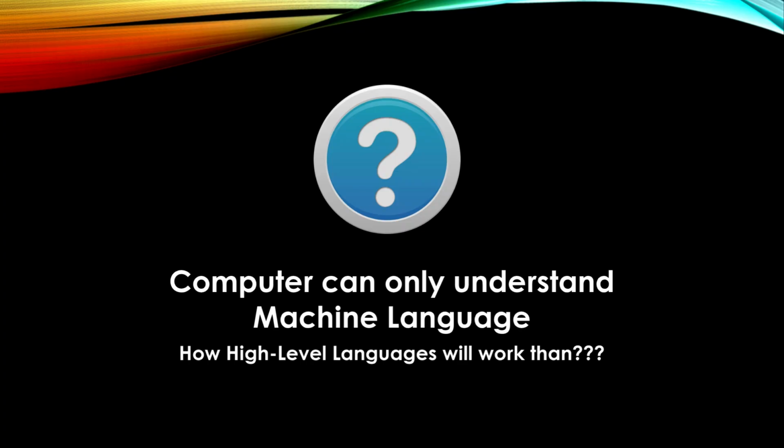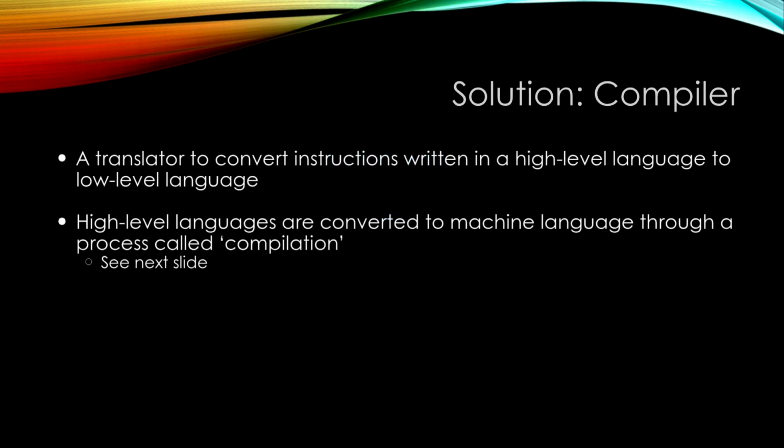A computer can only understand machine language. How will high-level languages work then? Solution: the compiler, a translator to convert instructions written in a high-level language to a low-level language. High-level languages are converted to machine language through a process called compilation.